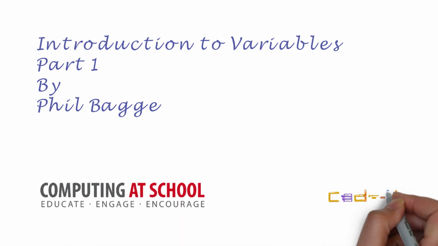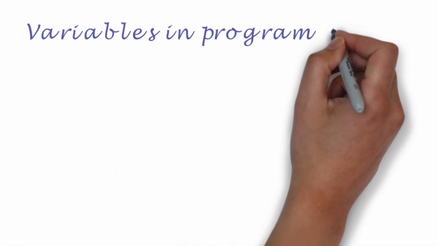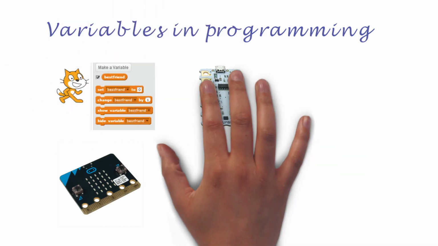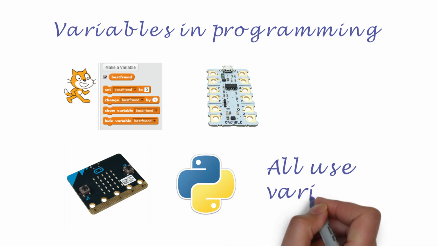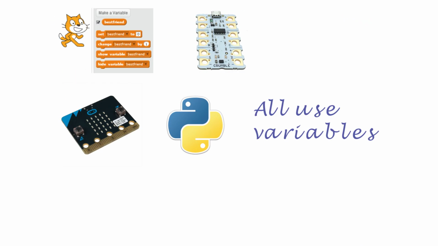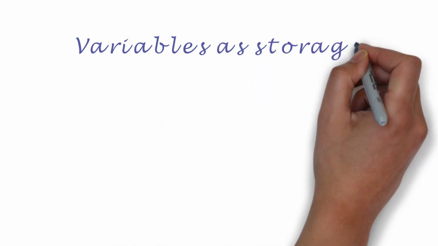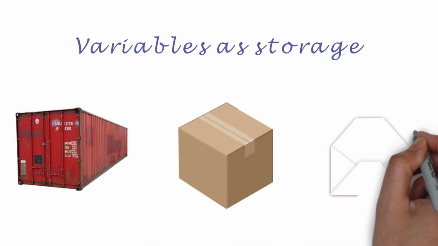In this video, we are going to introduce the idea of programming variables. Programming languages like Scratch, Microbit, Crumble, or text languages like Python need a way to store information. They all use variables to do this. Variables are storage. Variables are like containers, boxes, or envelopes.